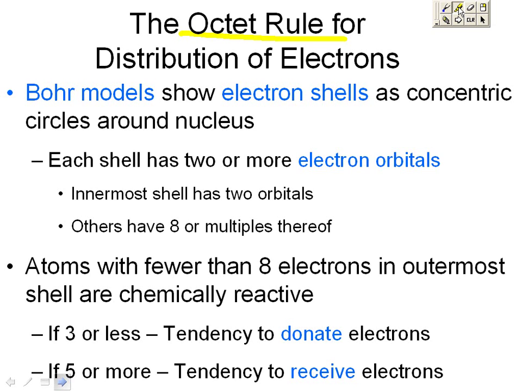If you have 3 or fewer electrons present, meaning you have 5 open seats, that atom has a tendency to donate its electrons and give them away to another atom in order to balance it. If there are 5 or more filled sections or seats, then that atom has a tendency to gain electrons in order to make it stable. 4 in the middle is a special situation we'll look at in a moment.